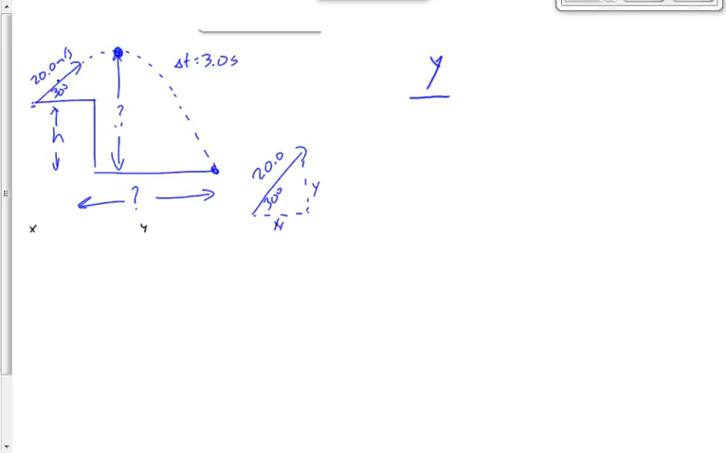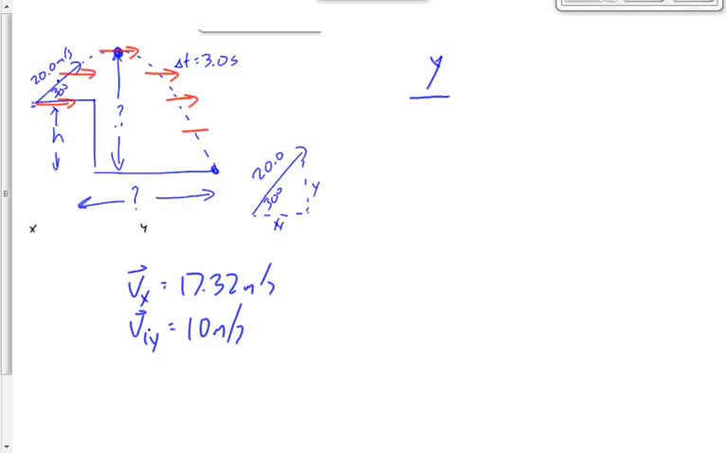You guys have learned that, what was the x component of that? 17.32 meters per second. The initial y velocity was 10 meters per second. You guys know that horizontally, the velocity doesn't change. If it's 17.32 here, then it's 17.32 here, and here, and here. It's 17.32 horizontally the whole time, because there's no forces to slow it down or speed it up.